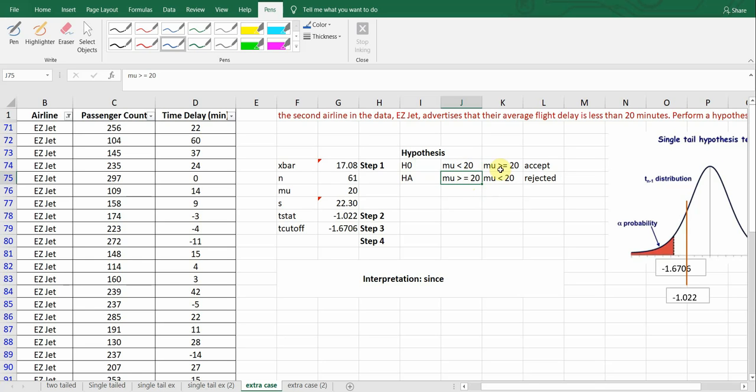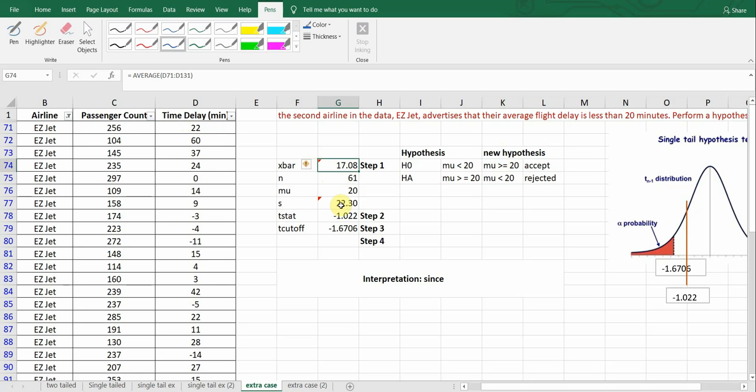this one becomes my null hypothesis and this becomes my alternate hypothesis. So this is the new hypothesis that I have. Now my new hypothesis is, null hypothesis is mu is greater than or equal to 20 and alternate is mu is less than 20. Now again we need to calculate the x bar, that is the average of all the values of time delay for EasyJet.